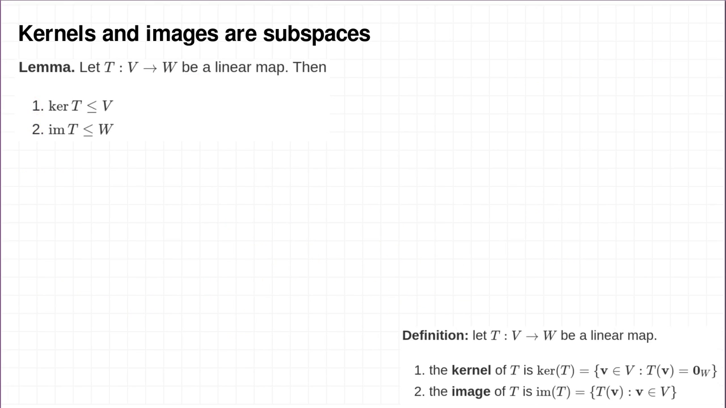We're now ready to prove our result, saying that both the kernel and the image of a linear map are subspaces, and specifically the kernel is a subspace of the domain of T, which is called V here, and the image is a subspace of its codomain, which was called W. And I have reminded you at the bottom of this screen of the definition of a linear map, and of the kernel and image of a linear map. So let's now prove this result. Let's prove part 1.